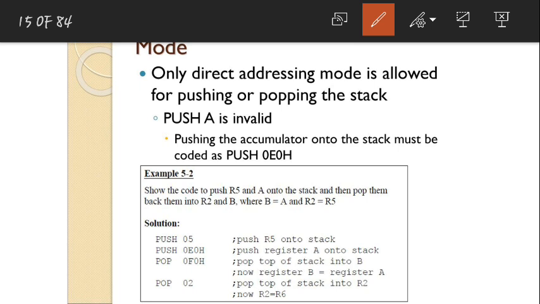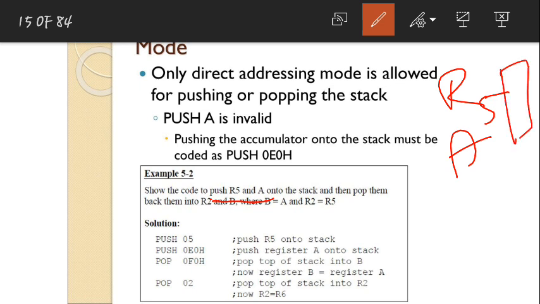The question asks us to show the code to push R5 and A onto the stack, then pop them back to R2 and B, where B is equal to A and R2 is equal to R5. First listen, this line is important: the code to push R5 and A onto the stack. That means I should push this R5 and A onto the stack.